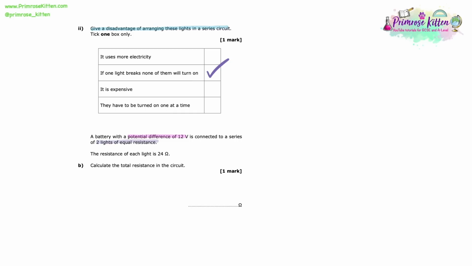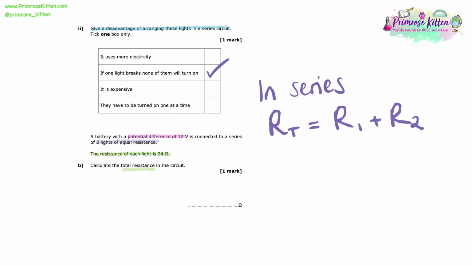So now we have a battery with a potential difference of 12 volts. It's connected to a series of two lights of equal resistance. The resistance of each light is 24 ohms, and we're asked to calculate the total resistance in this circuit. So we should know that in series, the total resistance is just equal to the sum of the resistances. So in this case, the total resistance will be equal to 24 plus 24. So that gives us a total resistance of 48 ohms.